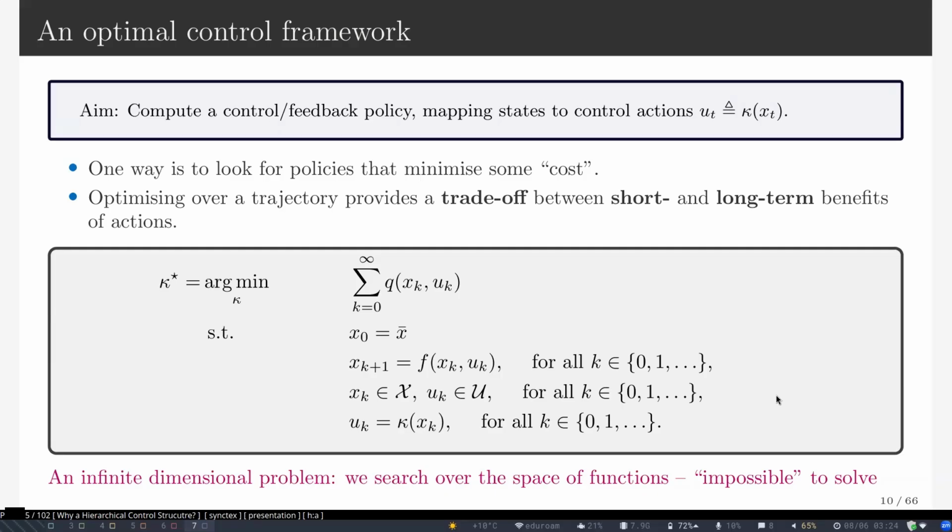One way of implementing controllers is to think of things as optimal control problems. The aim is to compute a controller feedback policy that maps the state of the system into control actions. So that's the overall goal.